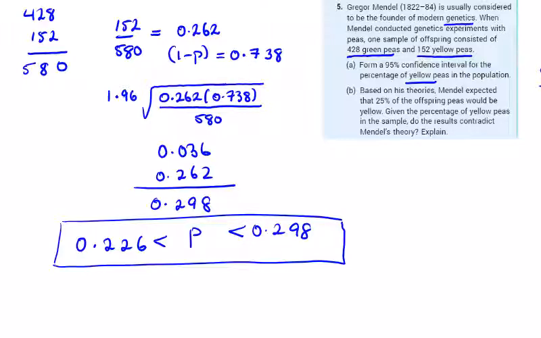Based on his theories, Mendel expected that 25% of the offspring peas would be yellow. Given the percentage of yellow, do the results contradict Mendel's theory? Well, no, because 25%, Mendel was bang on. It's pretty much close to the middle of our band, so Mendel's predictions were pretty fit for purpose.